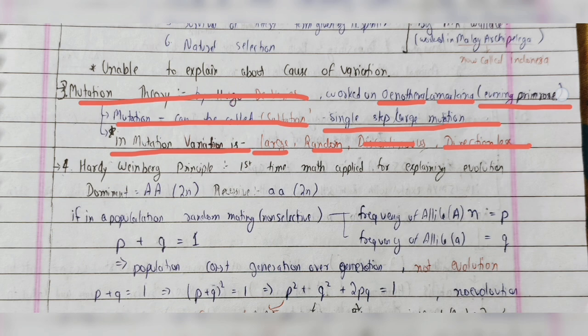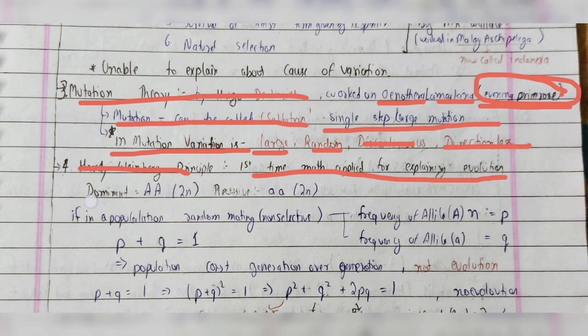The cause of this in evening primrose is various types of genetic combinations. It is one of the most diverse types. It shows polygenic inheritance. Next in line came the Hardy-Weinberg principle. It is the first time math was applied to explaining evolution.